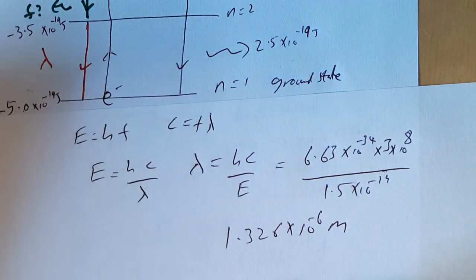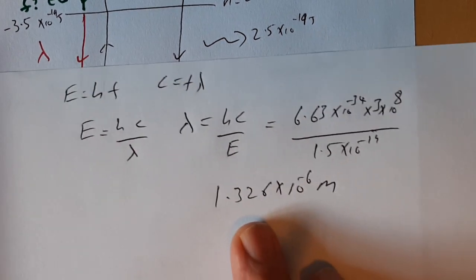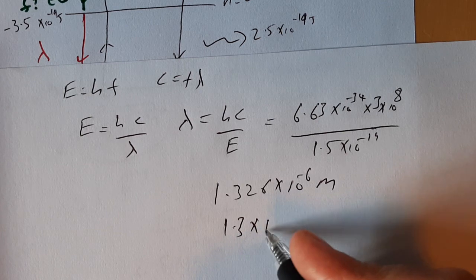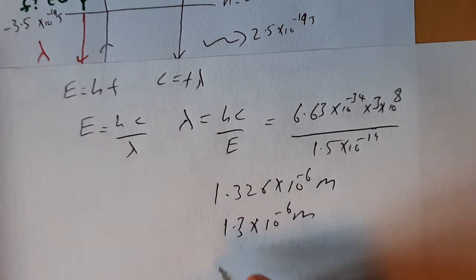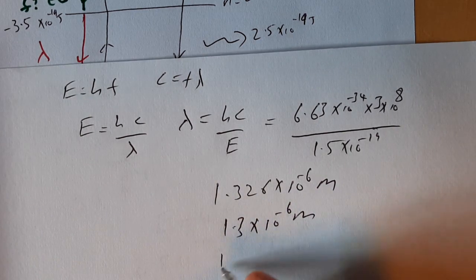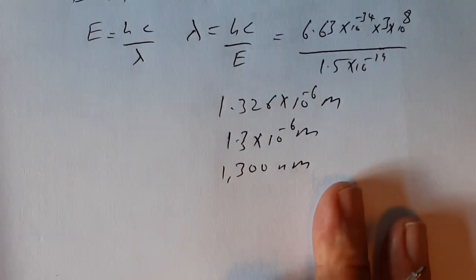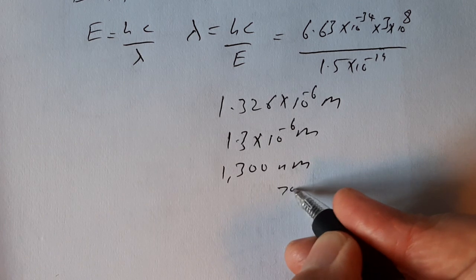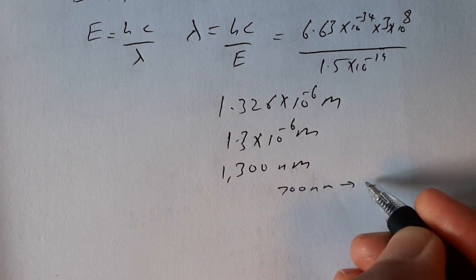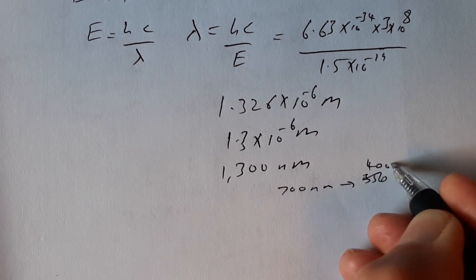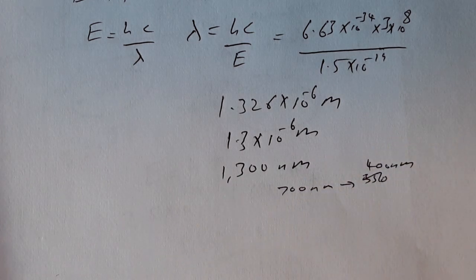Now, personally, I'm quite used to dealing with these numbers, and I find that quite confusing. First of all, I'm just going to round it, 1.3 times 10 to the minus 6 meters. But I want to put it in nanometers. It'll make more sense to me in nanometers, even if it doesn't to you. All right, 1,300 nanometers. Well, we said visible light was 700 nanometers to 350 to 400 nanometers. So we're now well into the infrared part of the spectrum. Hope you found that useful.